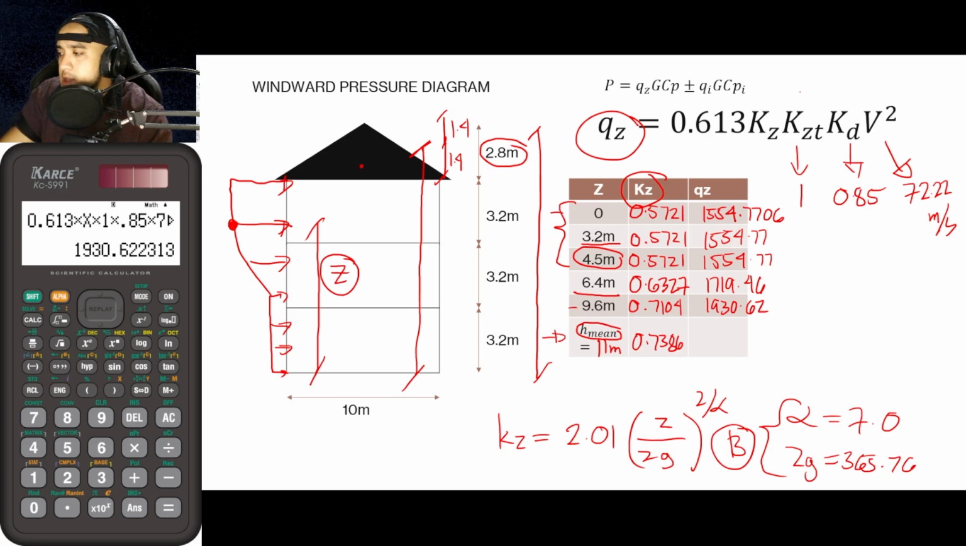Then lastly, for H mean, pressing calc, then 0.7386. Okay, so that is 2007.26.